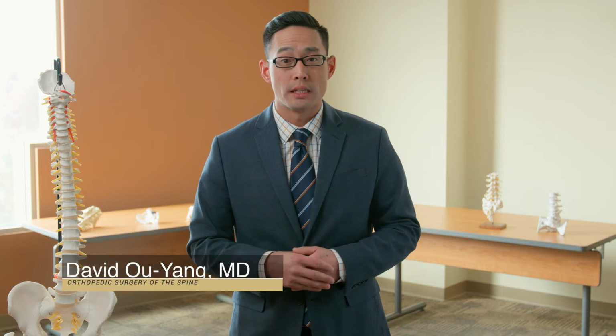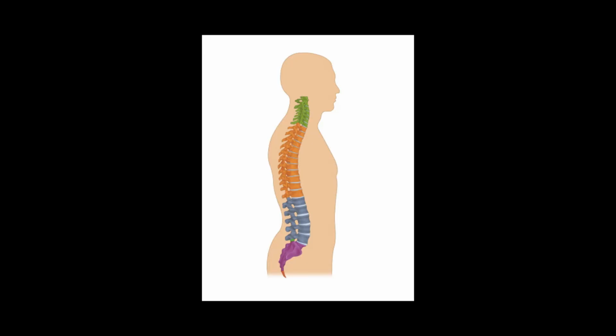To understand cervical myelopathy, it is important to understand the anatomy of the cervical spine. The spine is composed of separate vertebrae stacked on top of each other in alignment. The vertebrae within the neck form the cervical portion of the spine, represented here in green.